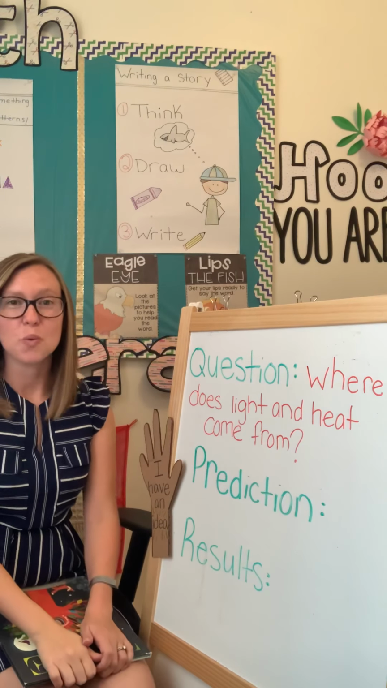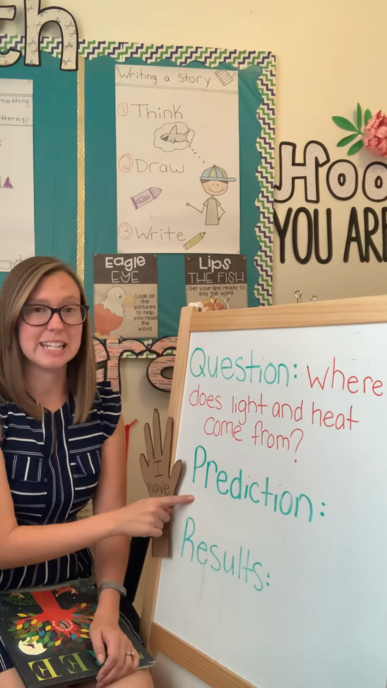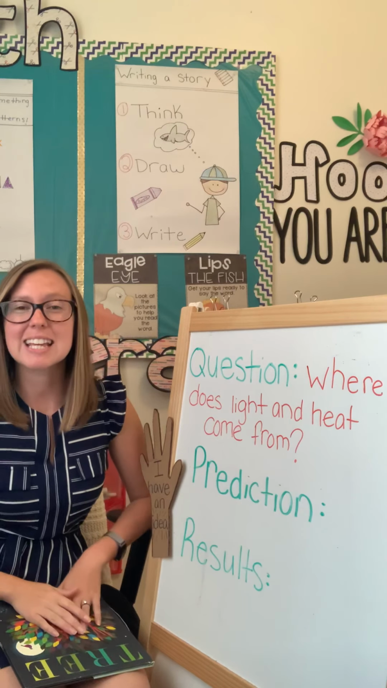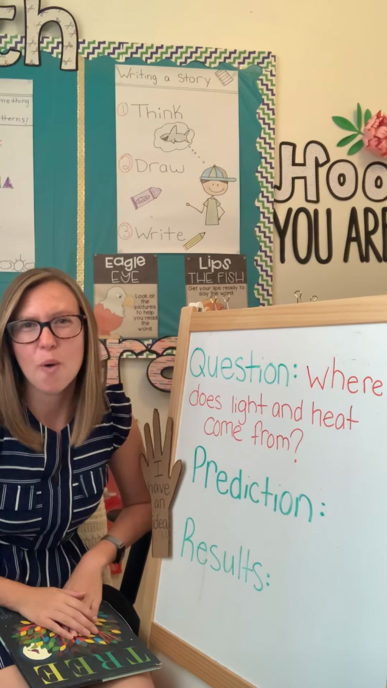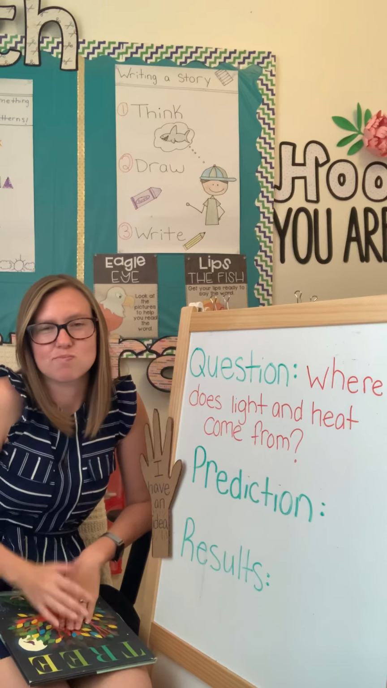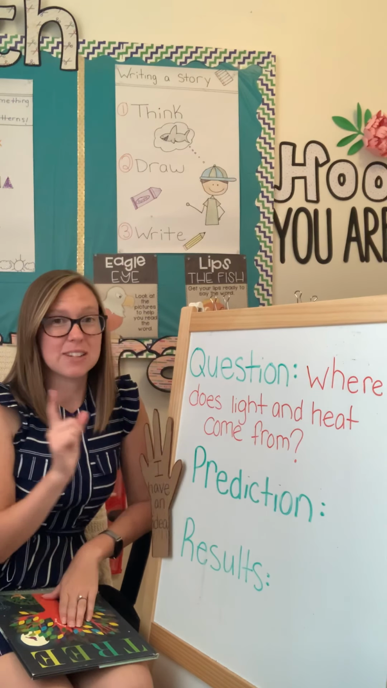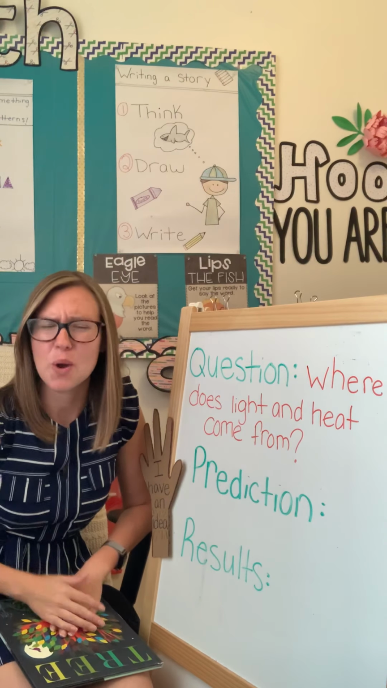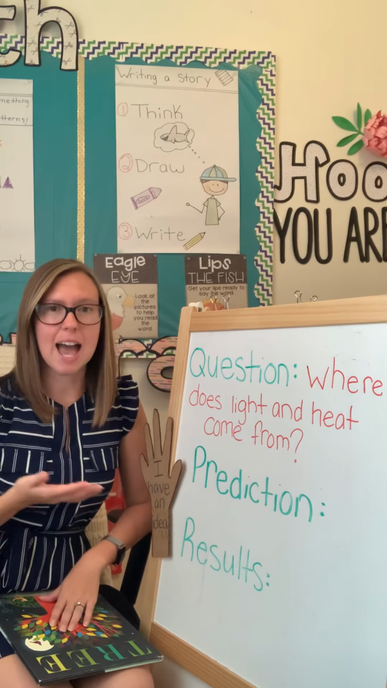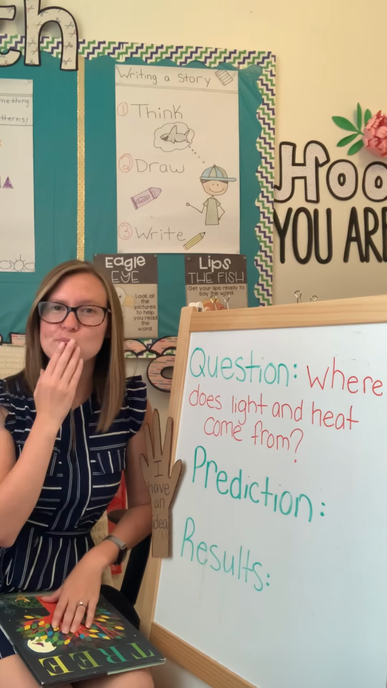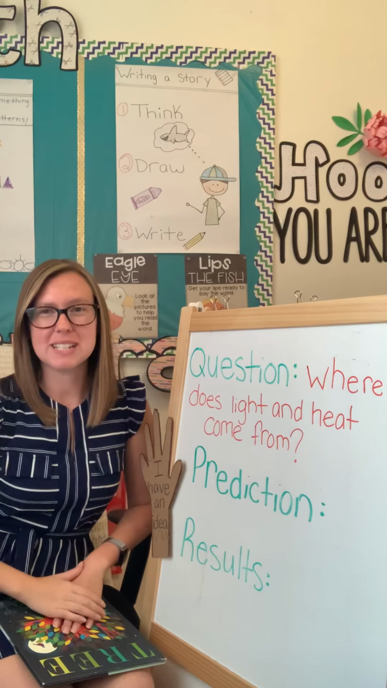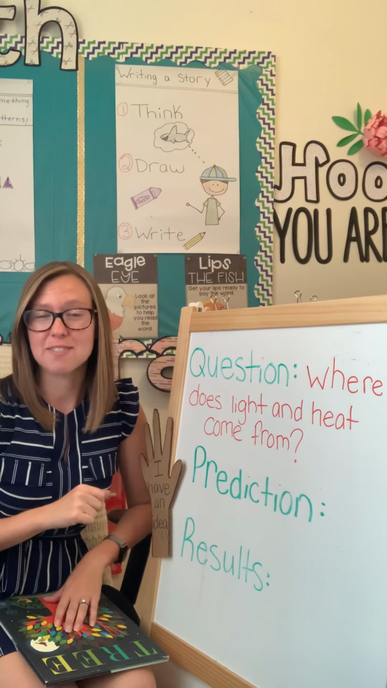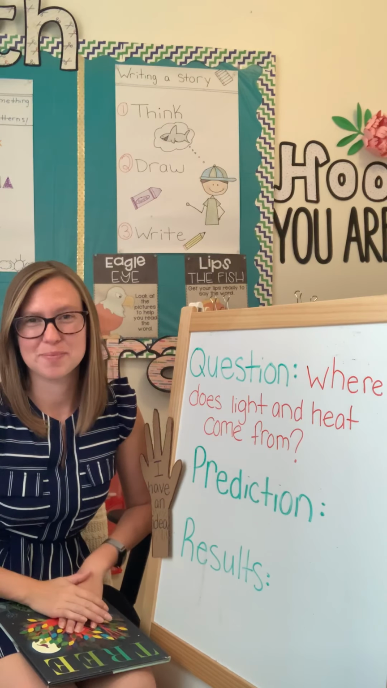To figure this out, we're first going to make a prediction. Here's our big science word here. Prediction is just to make a guess. Where do you think it comes from? So for our activity to start, you're going to make your very own prediction. Make a guess. Where do you think our light and our heat come from? Once you make your prediction, we're going to do a little bit of research and figure out what our answer is.